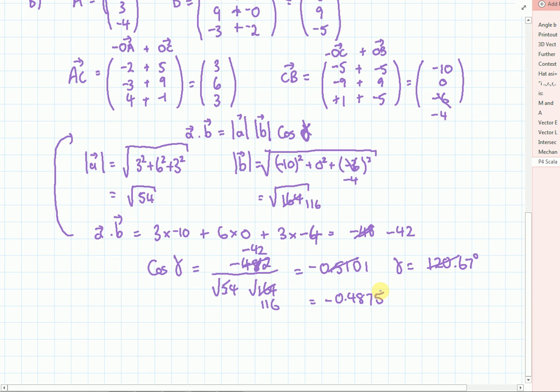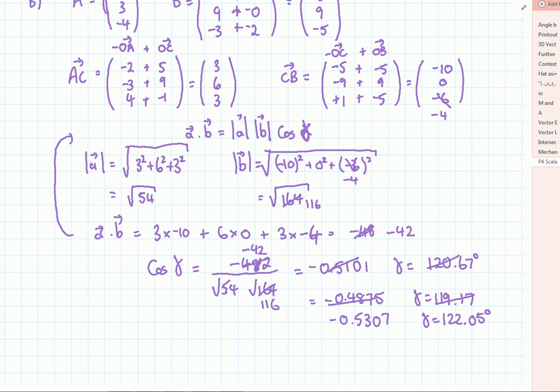Inverse cos of that gives me 119.7. Just found an error in the calculation, so I typed something wrong into the calculator. And shift cos, that answer gives me theta is 122.05 degrees. Checking the wording, find the size of the angle ACB.